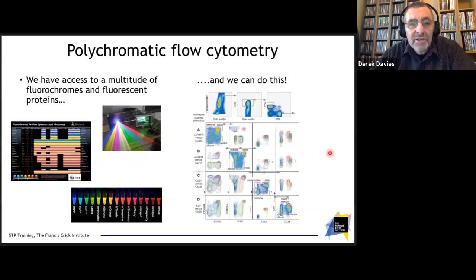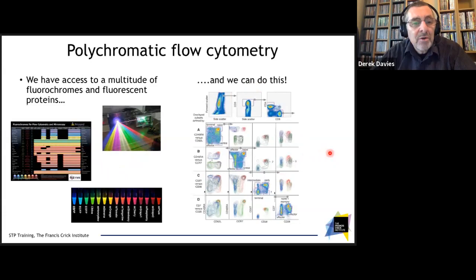So this is an example from one of the first 17 color flow cytometry panels that came from the Vaccine Research Center at the NIH. And this was published, I think, in 2005. So that's quite a long time ago. But to be honest, in our lab, we'd have very few people who are doing more colors than that now, even though it's possible. And the reason is because it's not easy.